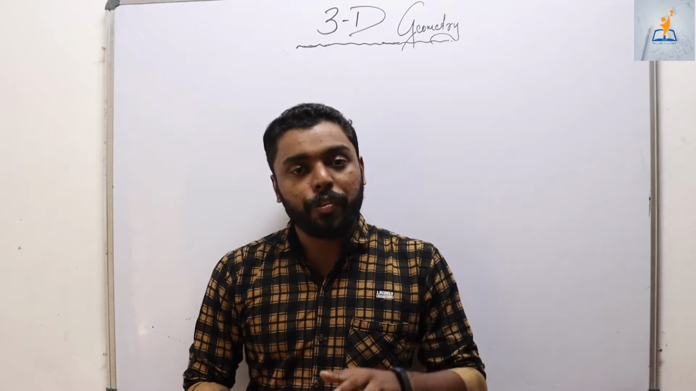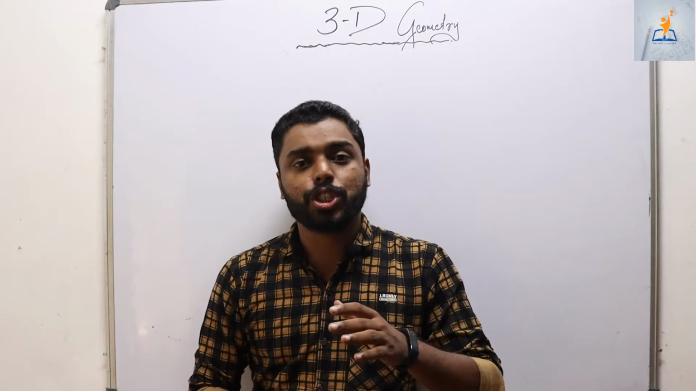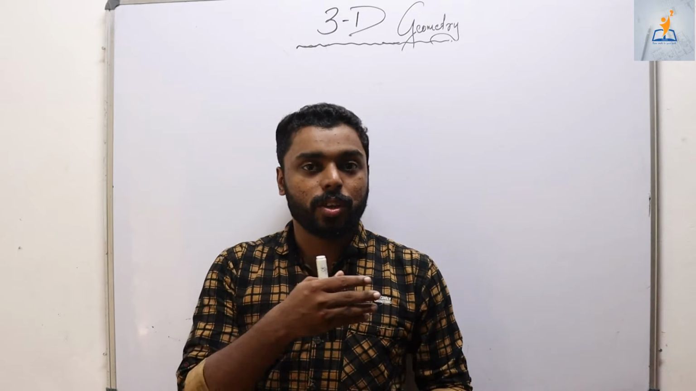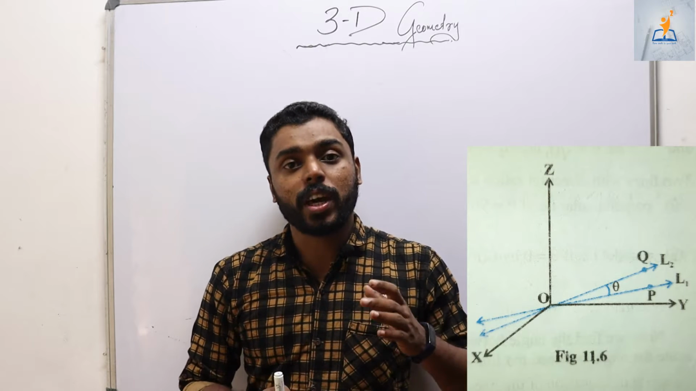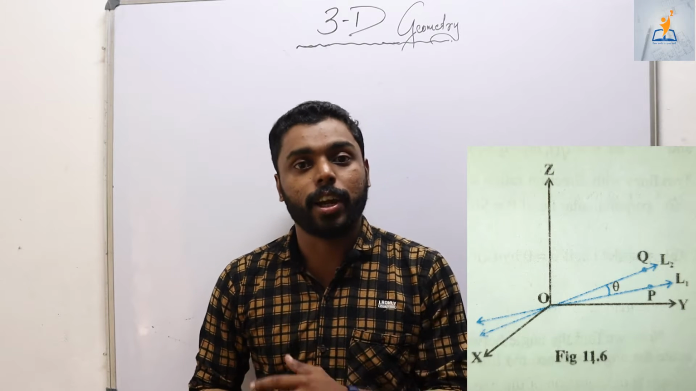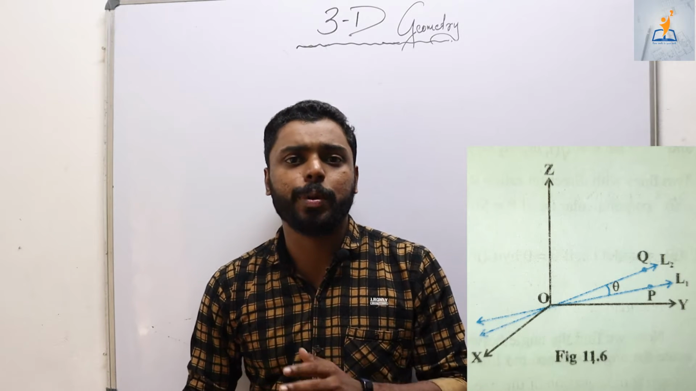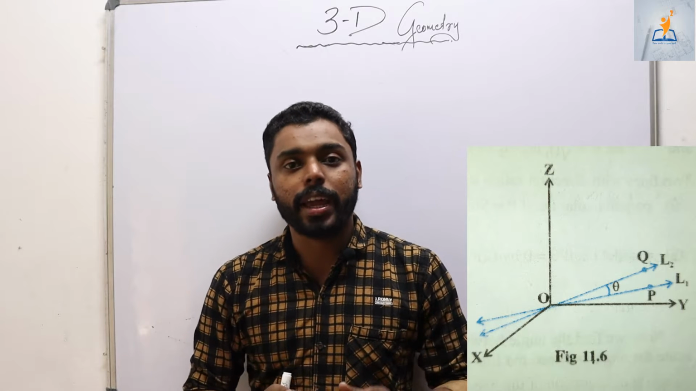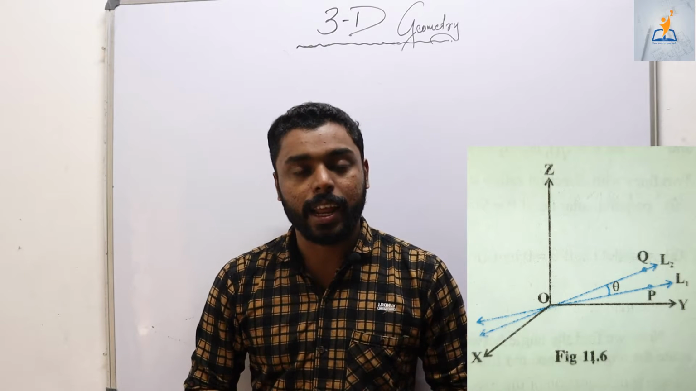Now we are going to find the angle between two directed line segments in 3D space. Suppose, as you can see in the figure, that we have two directed line segments L1 and L2, and P and Q are any arbitrary points on them. Let theta be the acute angle formed between the lines.